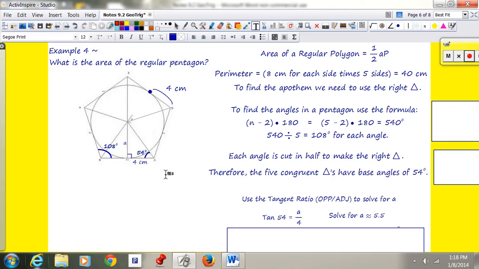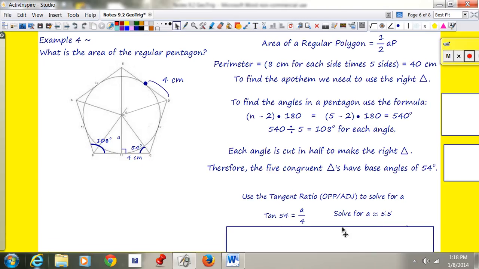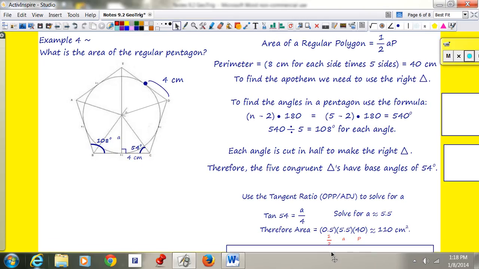If I use the tangent ratio, the tangent is opposite over adjacent. SOH CAH TOA, so that's why I used tangent of 54 equals a over 4. If I multiply both sides by 4, 4 times the tangent of 54 gives me about 5.5. You can see the squiggles, that means it's approximately, rounded off. So for my area, using the formula, 1/2 times a times P, you're going to get approximately 110 square centimeters for the area of this whole regular pentagon.